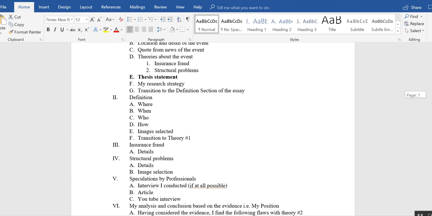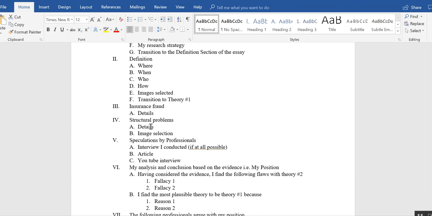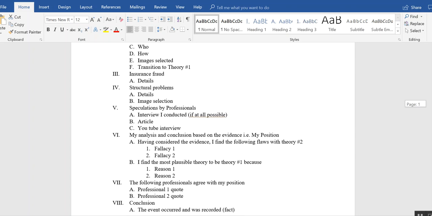And it's going to be details, and there's going to be an image selection, because anytime there's structure in that theory, there's going to be a chart or a graph or something that's going to try to explain where the structural weaknesses were or whatever that detail is. Just make sure that you do not have a gap in the logic whenever you explore that. Now you've explored two different theories.